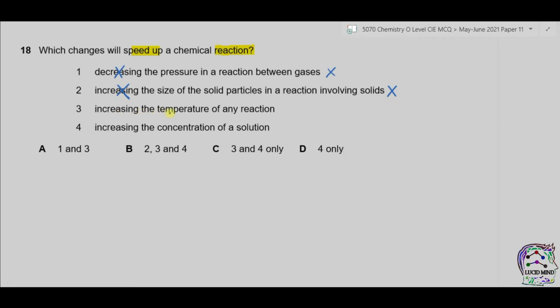Part 3, increasing the temperature of any reaction. This is a true statement because temperature increases the kinetic energy of the molecules, which in turn increases the successful collisions.